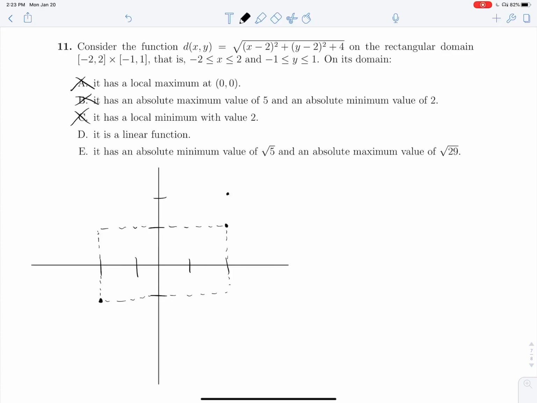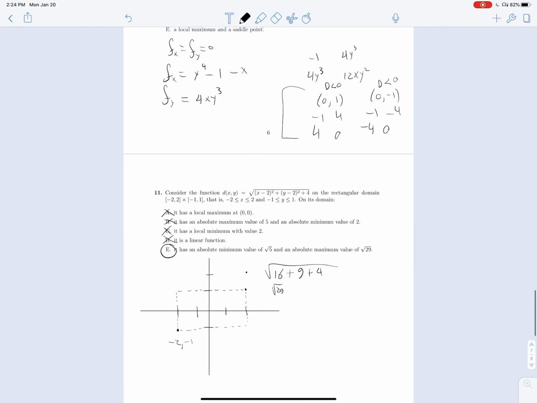We forgot to, but let's compute what its maximum value would be over here at (-2, -1). That will give us the root of (-4) squared, so 16, plus (-3) squared, so 9, plus 4. And that is going to be 25, 29. So root 29 is our absolute maximum value, and this is our correct answer. This is not a linear function at all. And that is it.